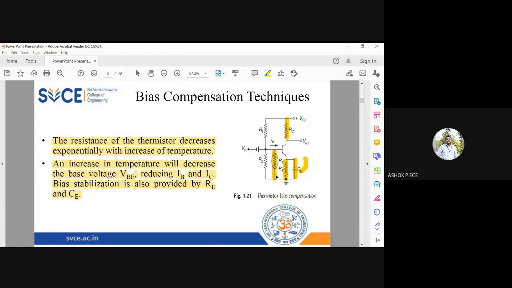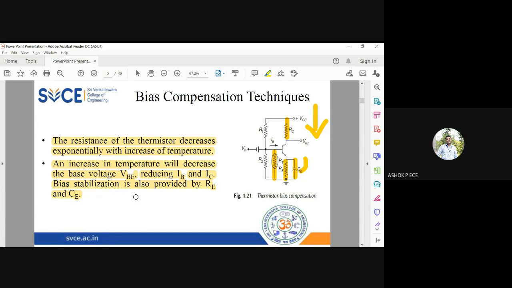When the resistance is slowly decreasing, more current will be flowing through RT. So less current will be flowing through your base. So indirectly I can say IB will reduce. When IB is reducing, IC will reduce. You can ask, when IC is reducing, will the transistor go to cut off? No, because when the temperature is increasing, IC has already increased to a particular value. Because of this RT, it will again come back to its original value.